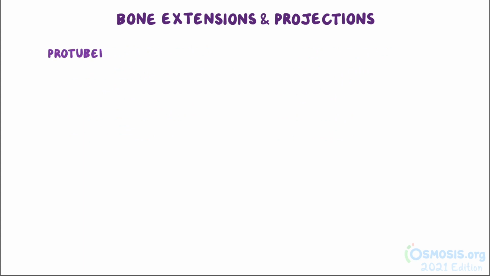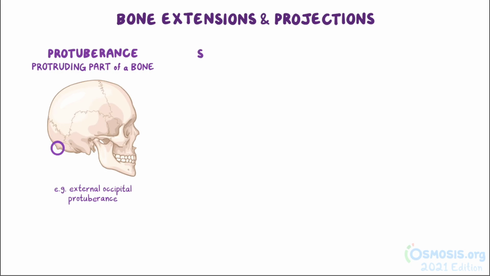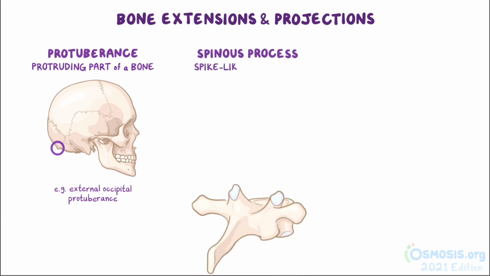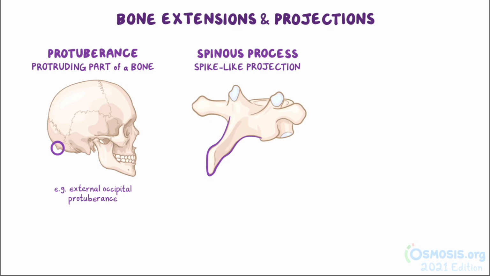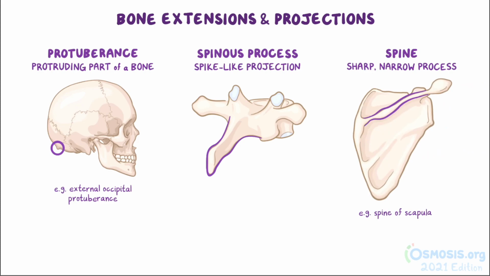Let's start with a protuberance, which describes a protruding part of a bone. An example of a protuberance may be seen at the back of the skull, called the external occipital protuberance. Next is a spinous process, which is a spike-like projection, as seen at the back of each vertebra of the vertebral column. A spine, however, describes a sharp, narrow process. An example would be the spine of the scapula seen on the posterior aspect of the scapula.